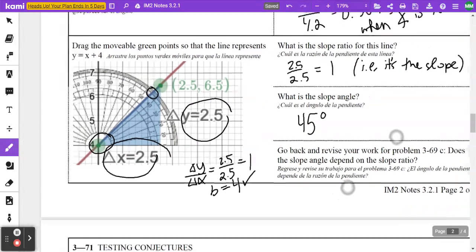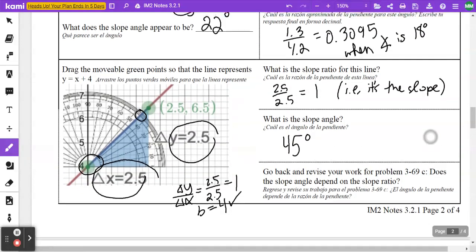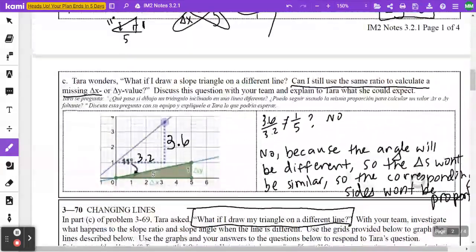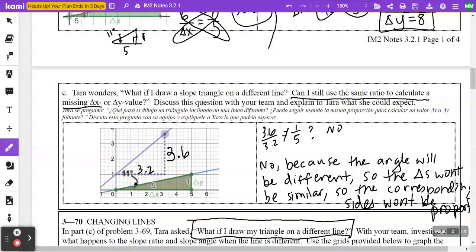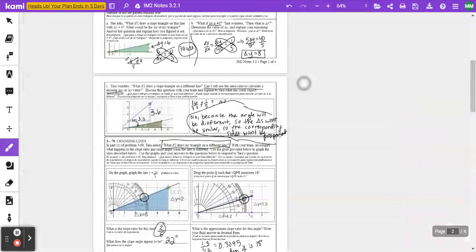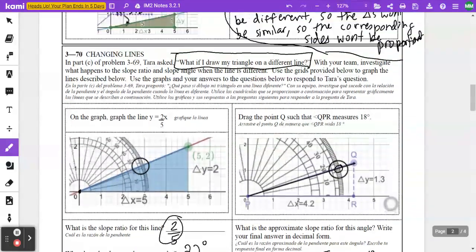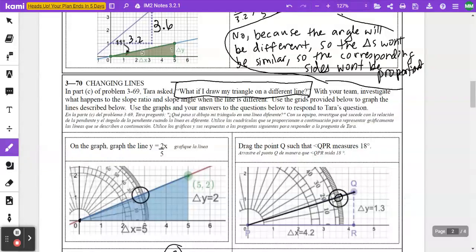Okay, we're asked now to go back and revise our work for problem 3-69. Does the slope angle depend on the slope ratio? Let's check. 3-69. You know what? We already had the right answer. The slope angle does depend on the slope ratio. And that's because if the angles are different, the corresponding sides are not proportional. And a slope ratio is a ratio, and the ratios should all be the same for the same triangles if you're at the same slope angle.